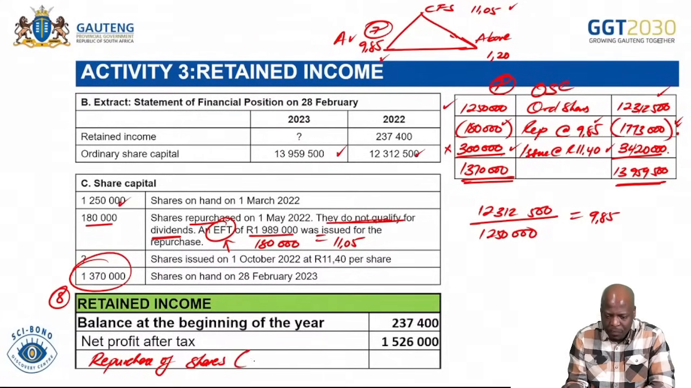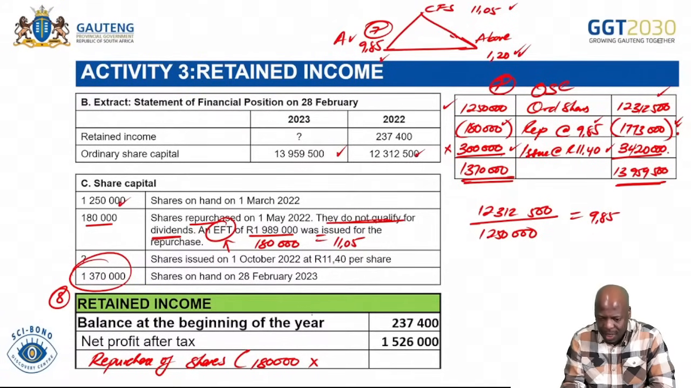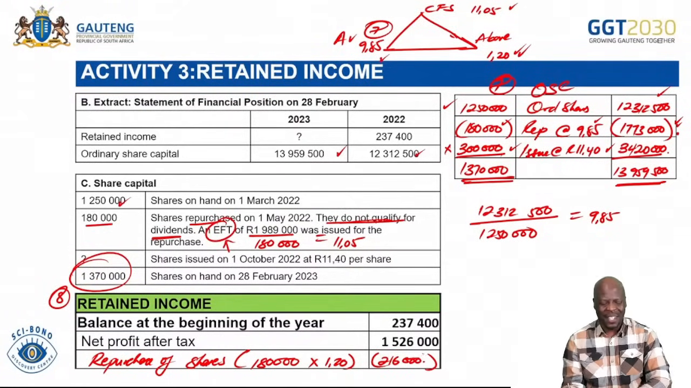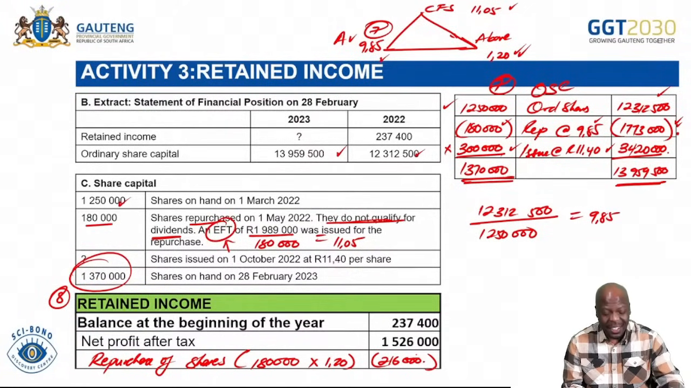So I'll come here and I'll say repurchase of shares. How many shares were repurchased? 180,000, multiplied by the amount above, 1 rand 20. I know my bracket is already put in here. And that is 216,000. Okay, we good?